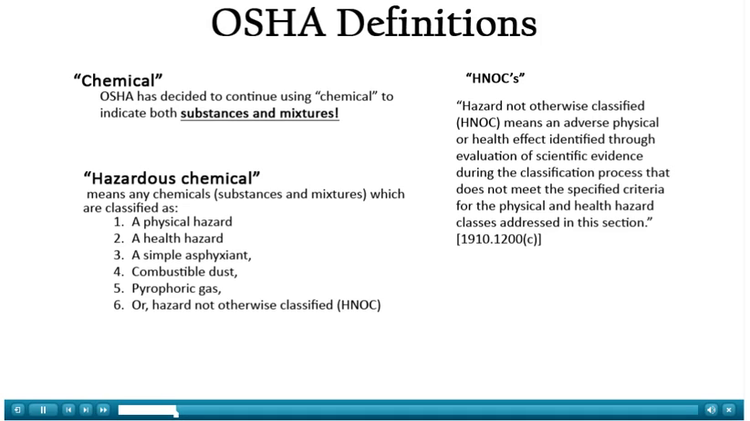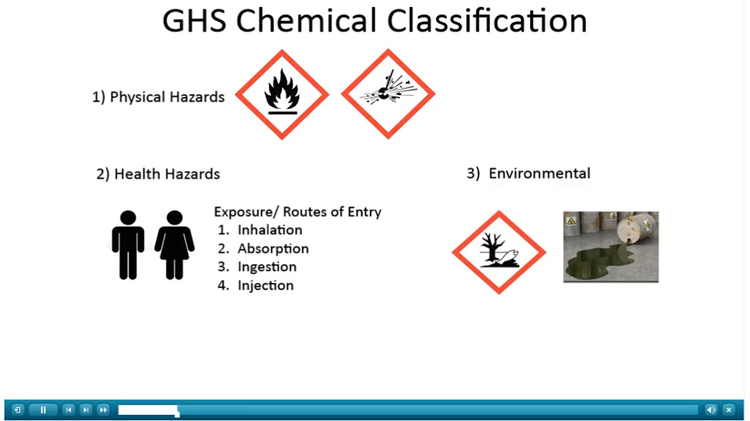1910.1200. Under GHS, chemical classification is now determined by using scientific data and research regarding the chemicals' known hazardous properties and the inherent hazard risk it represents to humans or the environment. There are 3 classification categories for chemicals under the new GHS.